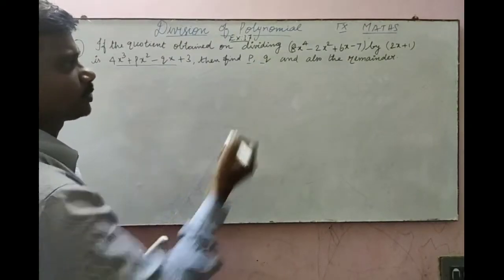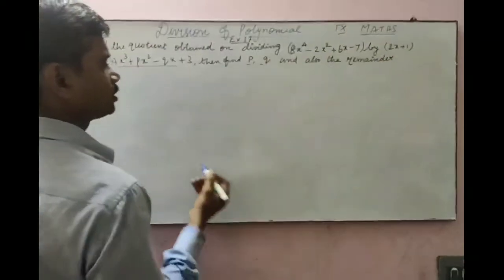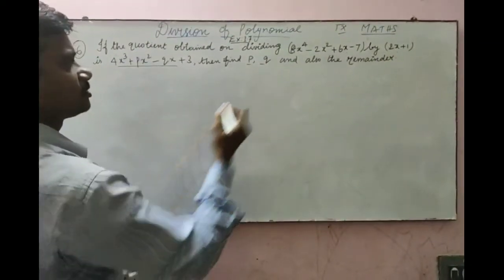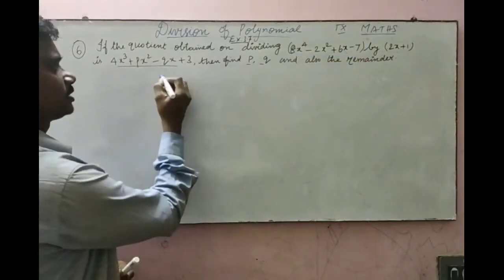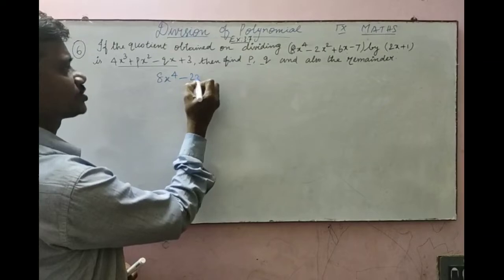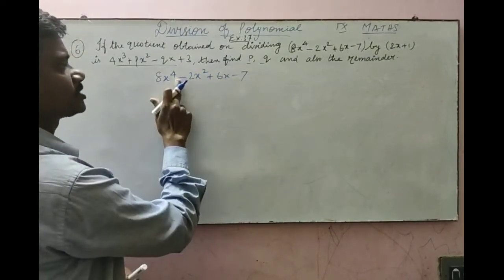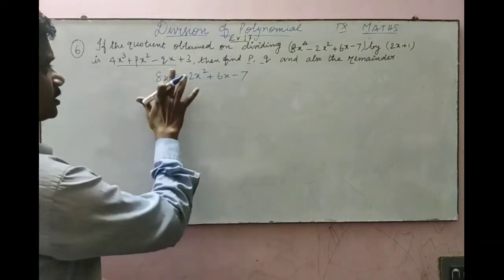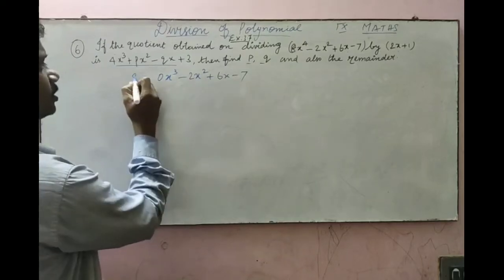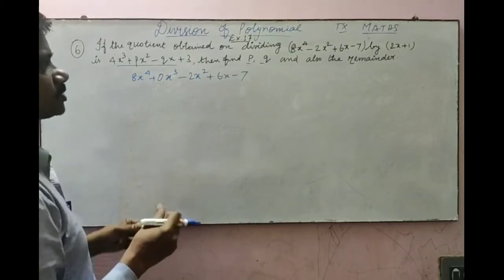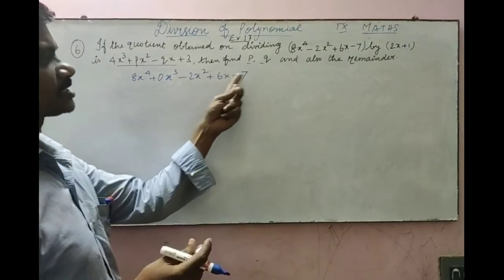Now I am going to divide this polynomial with this 2x plus 1 using synthetic division. First I have to check whether this polynomial is in standard form or not. Here 8x power 4 minus 2x square plus 6x minus 7 is the polynomial. Here one term is missing. What is that? That is the cubic term. So I am going to include 0x cube with this term. Now it has the powers 4, cube, square, x and the constant.